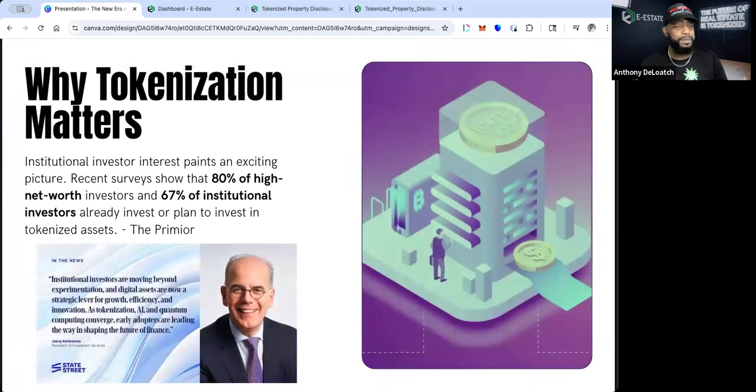I'm giving y'all the game, man. I hope y'all are picking up what I'm putting down. Here's what rich and wealthy people are doing. Institutional investor interest paints an exciting picture. Recent surveys show that 80% of high net worth investors and 67% of institutional investors already invest in or plan to invest in tokenized assets. Hold on. What do you mean? Do you think this is a coincidence, or do you think they got the memo?